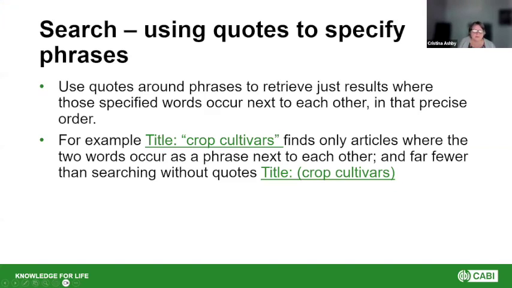Use quotes to specify phrases. That's fairly typical. It's not unusual. If you don't use quotes, if you just use the 2 words, then the words anywhere in the record will be found, not only when they occur next to each other. But using quotes, you'll only find the precise phrase, cultivars.